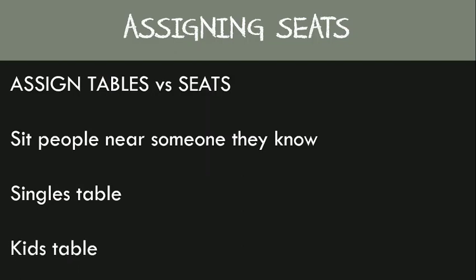And the kids table. And this one is actually quite easy. If you have many children at the wedding, sit them at a separate kids table near the front of the room so that their parents can keep an eye on them. And if the ring bearer and flower girl are the only children present at the wedding, then you can simply seat them with their parents.